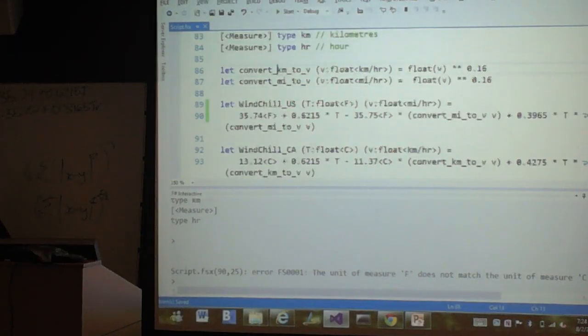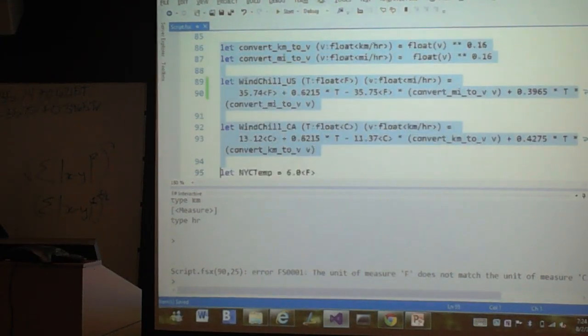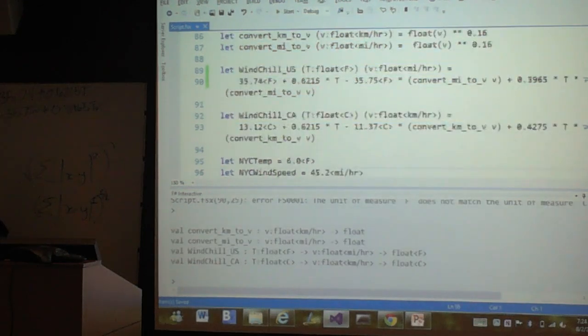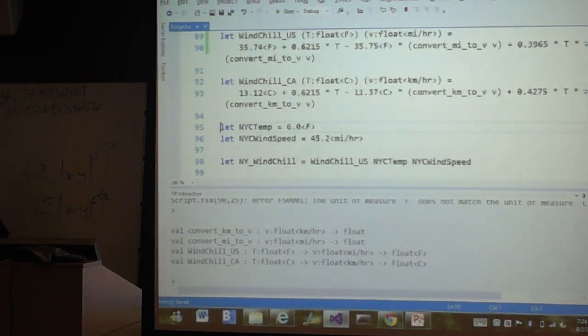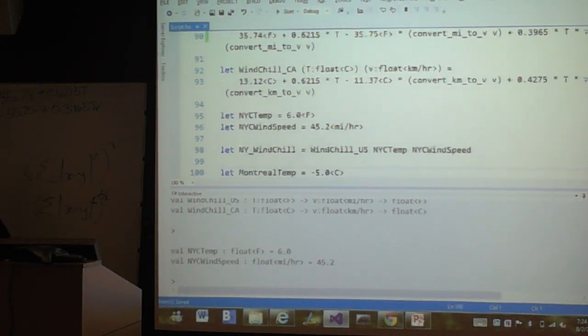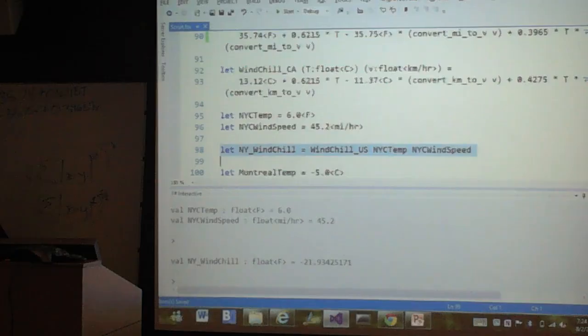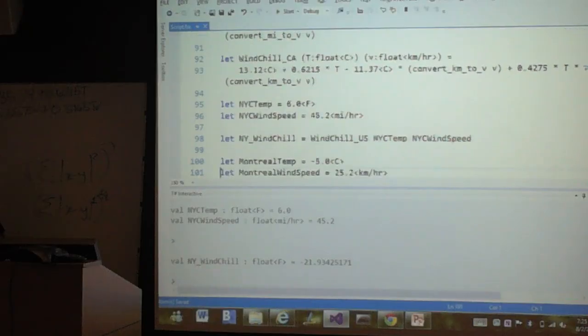And then if I do, let's define all these functions. And then what I've done is declare temp and wind speed for New York, which are probably, definitely not at all accurate, and send those in. And so if it were 6 degrees Fahrenheit out and the wind was at 45 miles an hour, the wind chill would be minus 21.